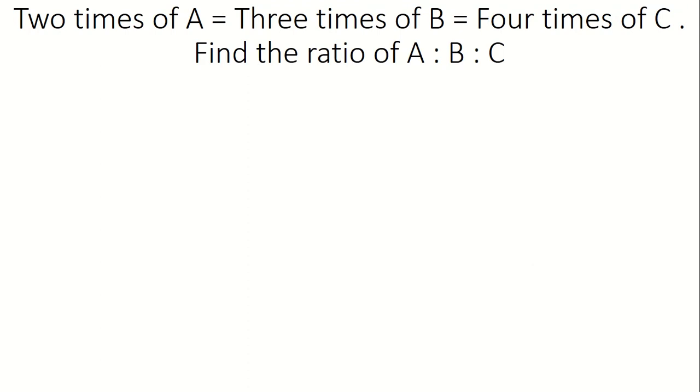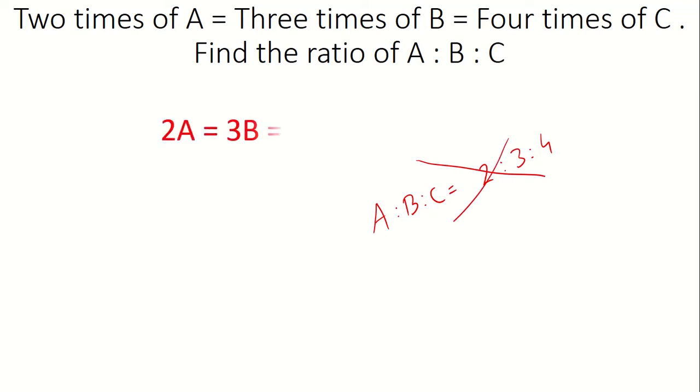One more example. 2 times of A is equal to 3 times of B is equal to 4 times of C. Find the ratio of A is to B is to C. So A is to B is to C is 2 is to 3 is to 4. This is the wrong concept. Read the equation carefully. It is given as 2 times of A is equal to 3 times of B is equal to 4 times of C.